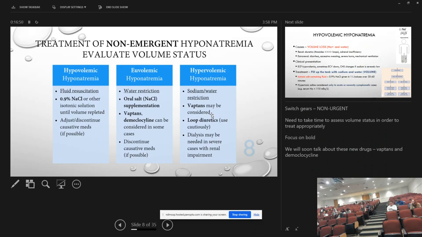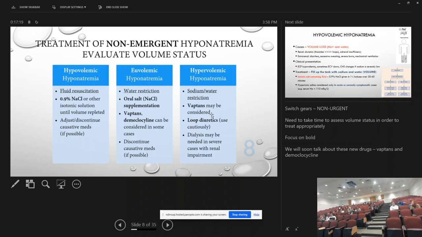In hypovolemic, remember, when you're hypovolemic, you have decreased intravascular volume, not enough tissue perfusion. You want to improve that intravascular volume, right? So you want to fluid resuscitate those patients. That's why you want to identify their volume status up front, because that's going to guide your therapy. And then you're going to identify any causative meds that the patient is on and discontinue them.